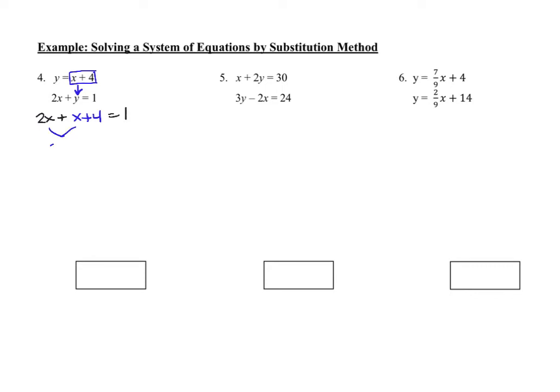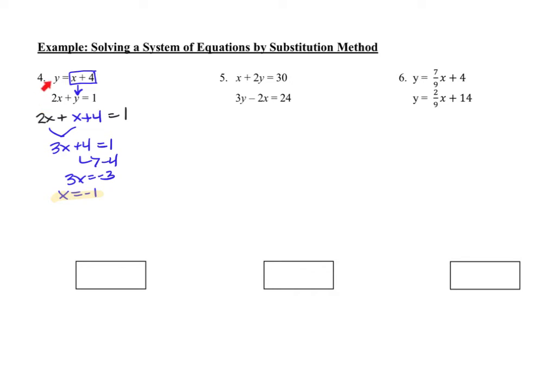So 2x plus x is 3x plus 4 is equal to 1. Subtract the 4, you get 3x is equal to -3 with an answer of -1 for x. So this answer, you're going to replace for x to give you the y.